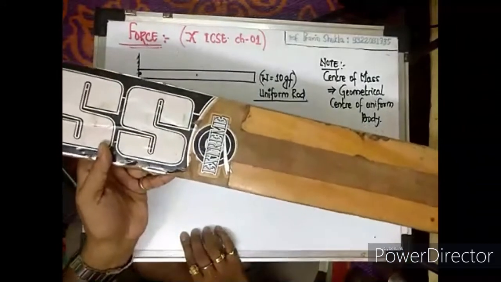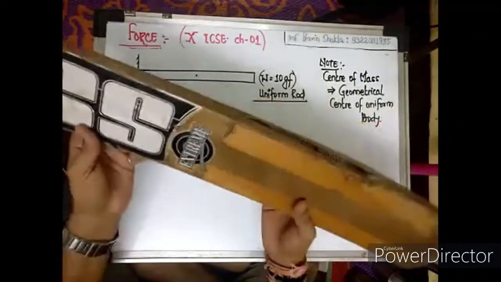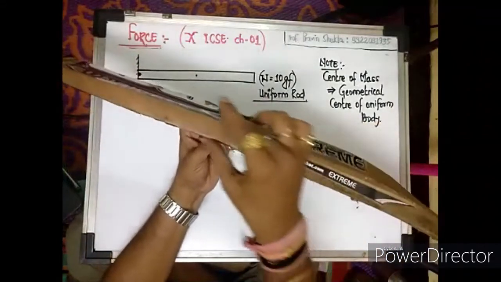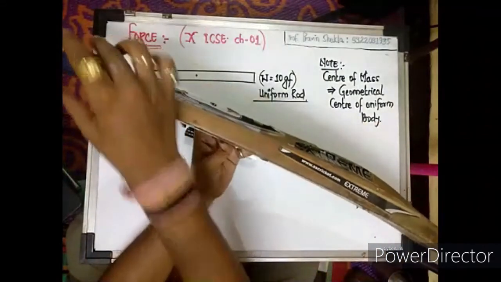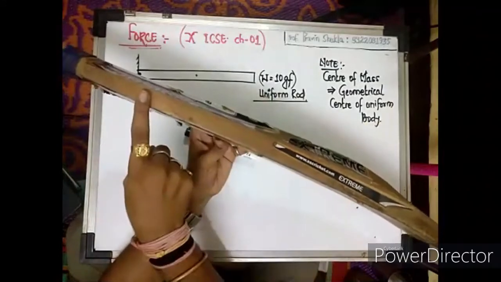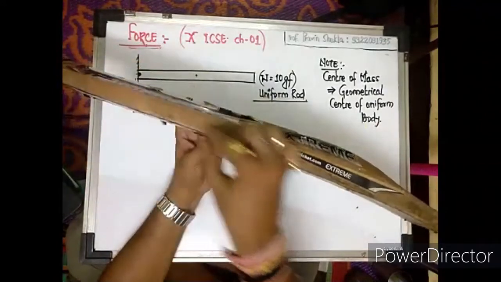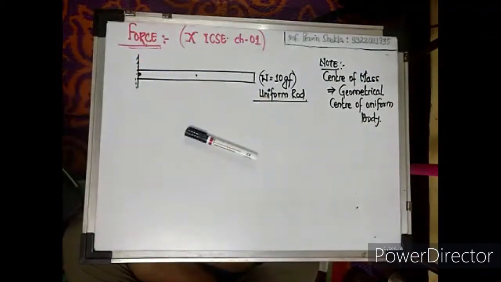Yes, this bat is not uniform. Look here. See, here it is thick. Can you see? Here it is quite thin. So there is a difference of thickness and thinness. So this is not uniform. What does uniform mean? Everything has to be the way it is. So that is called uniform.